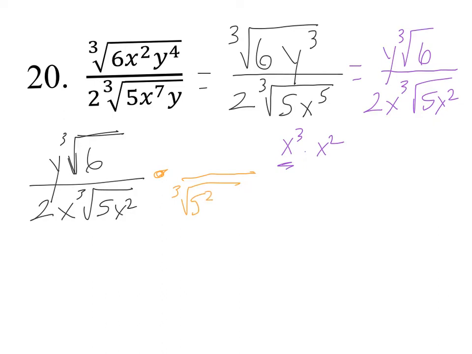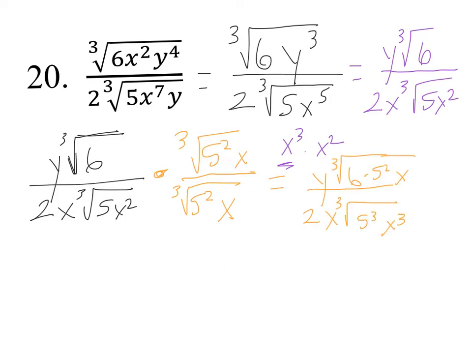I have 2 x's underneath that root. I need 1 more x to make a group of 3. And remember, whatever you do on bottom, you have to do the exact same thing on top. So I'm going to multiply those across, getting this.